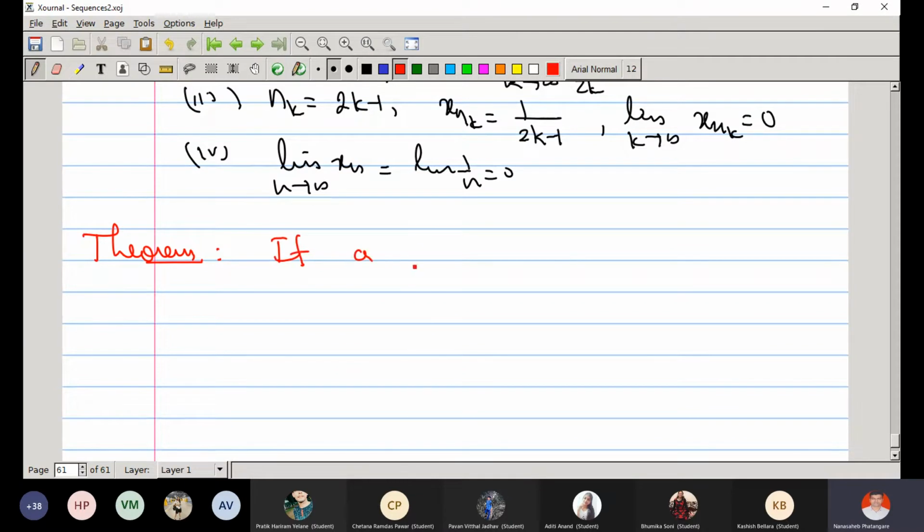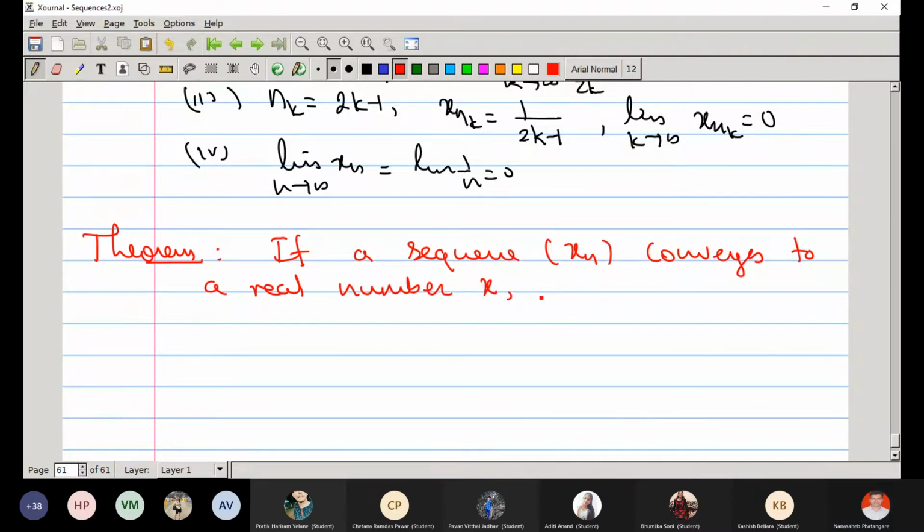If a sequence xn converges to a real number x, then every subsequence of xn converges to x.